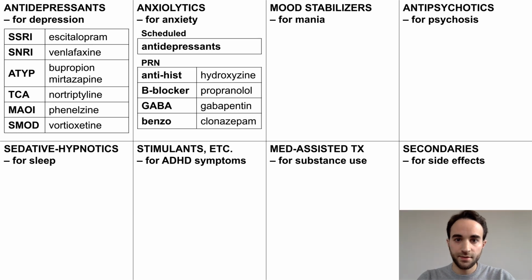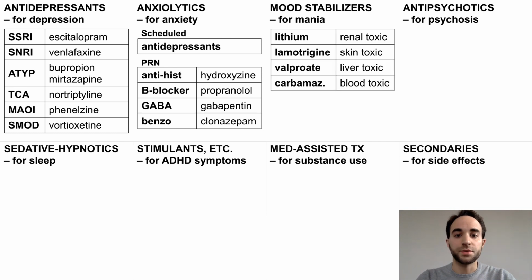Next are the anxiolytics. Anxiety disorders are largely treated with the same medications used to treat depressive disorders, that is, the antidepressants. However, patients with severe anxiety or panic attacks may require PRN medications, which are as-needed, in-the-moment medications that can be used to stymie acute anxiety or panic. Such medications, organized approximately from least to most dangerous, include antihistamines, beta blockers, GABAergic medications, also known as gabapentinoids, and benzodiazepines.